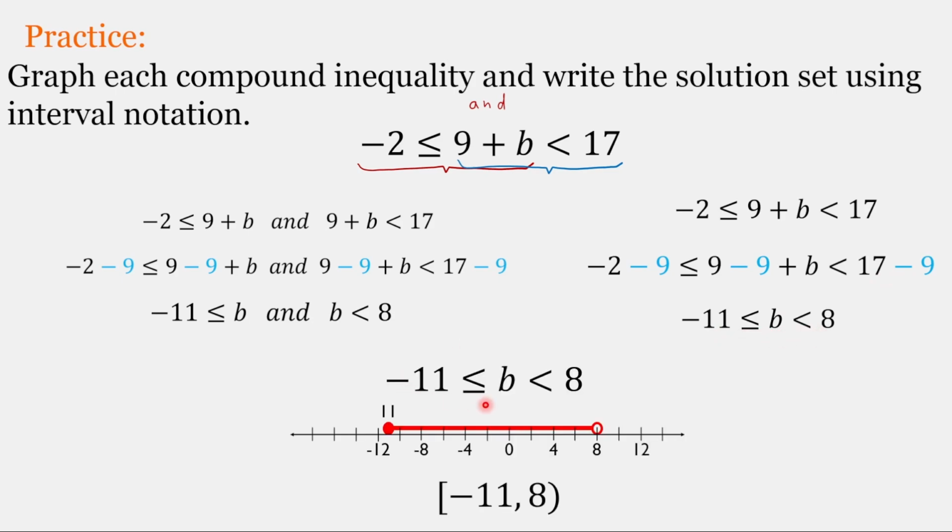So here's our solution and the graph of our solution. And then written in interval notation, we'll use that bracket to indicate that -11 is included. And then the other boundary is 8, and it is not included. So all numbers between -11 and 8, including -11, but not including 8.